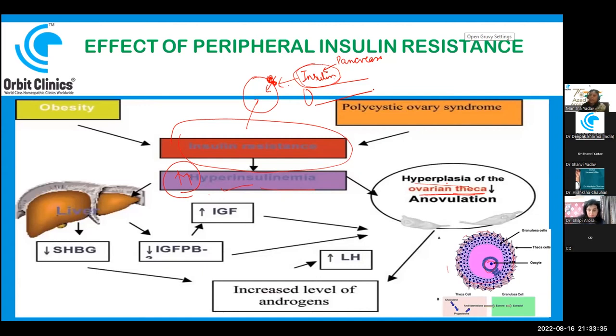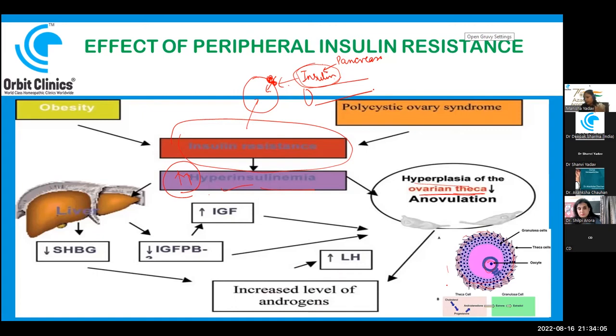Is it clear? So whenever there is excessive hyperplasia of this theca cell, what will happen? More and more androgen will form. So the level of androgen increases because of excessive insulin in the blood. It stimulates the ovary, especially the theca layer or theca cells of the follicles, which causes excessive production of androgen.